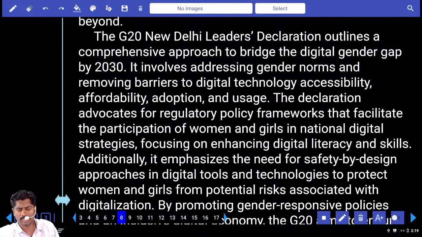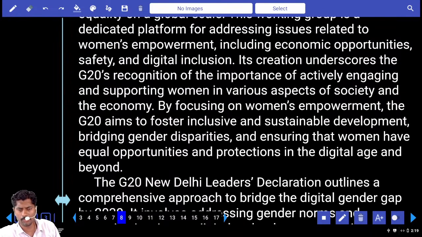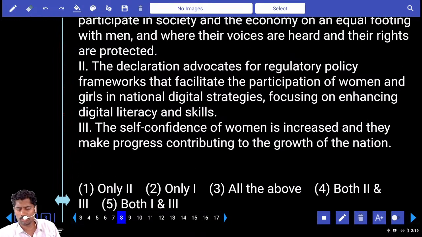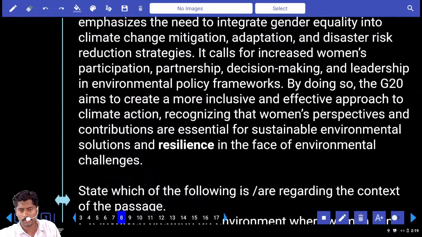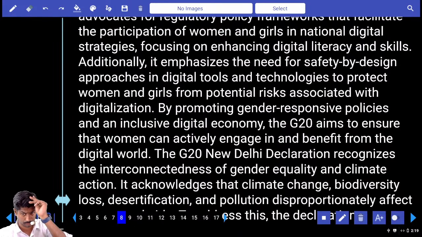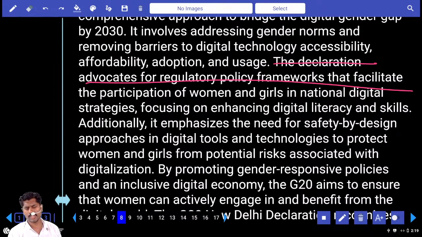The participation of women and girls in national digital strategies, he said. Men-related, same equal footing, he said. Only women's encouragement and growth, he said, but he did not compare with men. The declaration advocates for regulatory policy frameworks that facilitate the participation of women and girls in national digital strategies, focusing on enhancing digital literacy and skills.